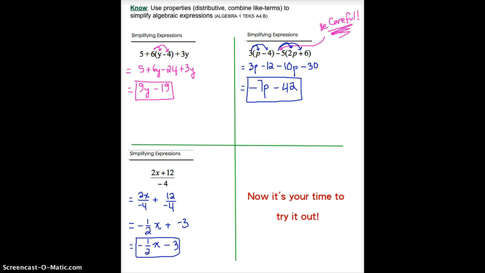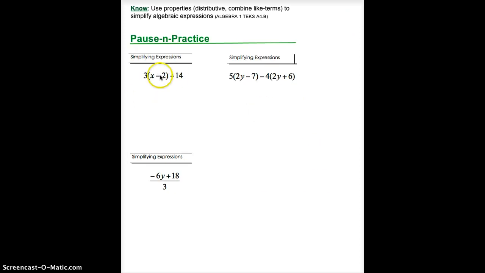Now it's your time to put this into practice. So on the next screen, you're going to have to pause the video, give the problem a try, and check your answer after you're done. Please pause the video.